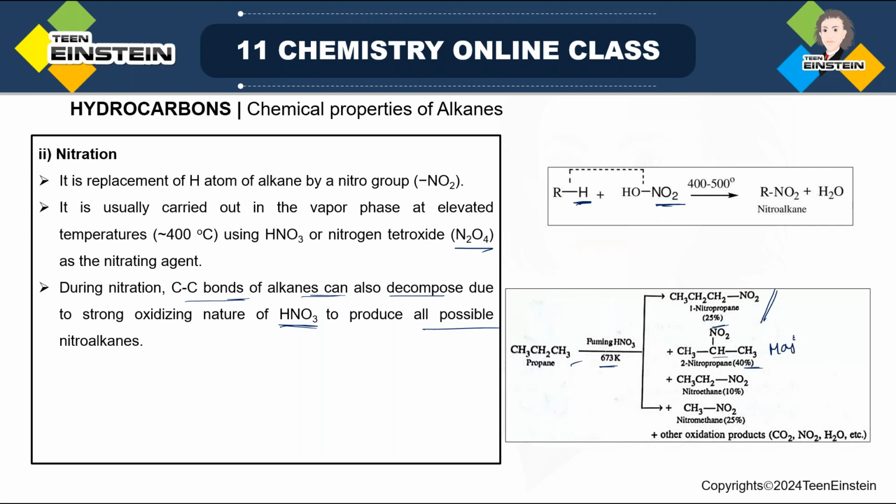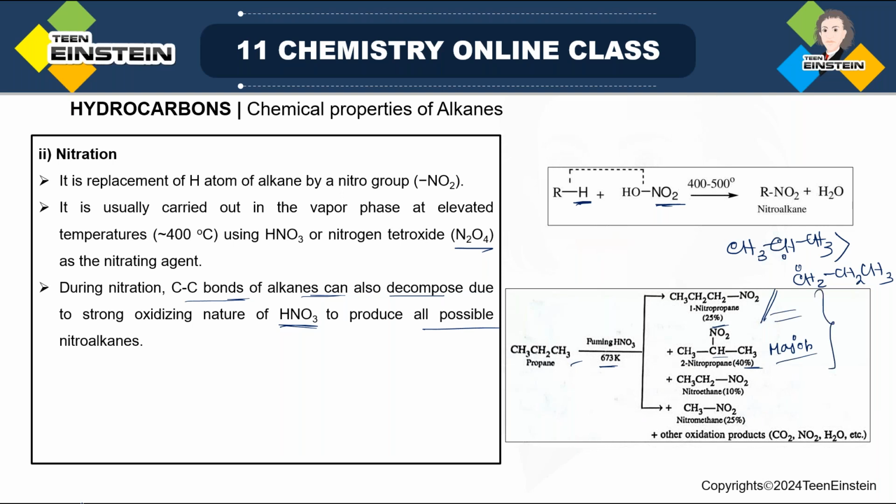This is basically measured, and that is expected because it is a radical mechanism. The radical that will be generated on the middle carbon will obviously be more stable than the radical that will be generated at the terminal carbon. So this is fine. This is major, this is minor. These two we can expect.